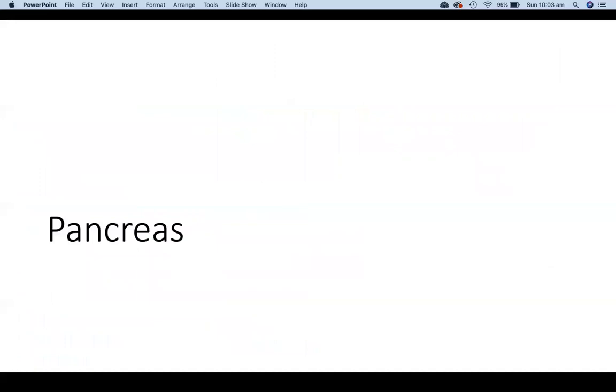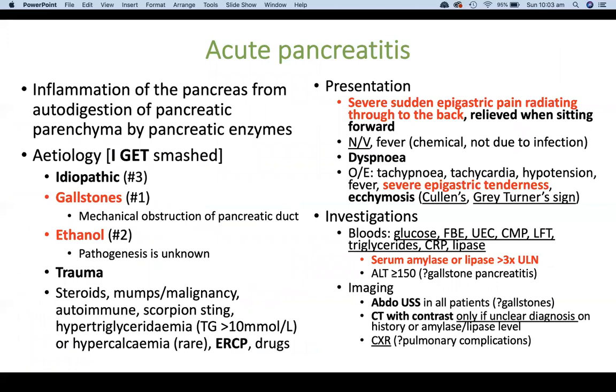So acute pancreatitis, I think the main things to remember in terms of the causes are gallstones, alcohol, and idiopathic. Don't worry about the smashed part. And in terms of presentation, very classic, sudden severe onset pain, epigastric pain radiating right through to the back, relieved by leaning forward.